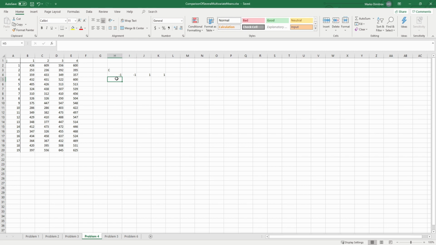Then what we are interested in is the sum of the first and third, minus the second and fourth one. So this is that linear combination. And the last one of interest is the sum of mu1 and mu4, minus the second one and third one. Right, so this is a way to create a contrast matrix.